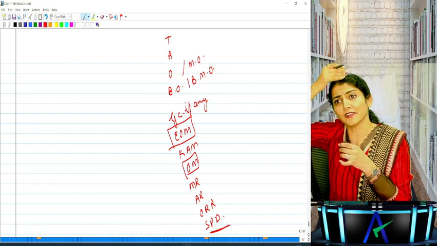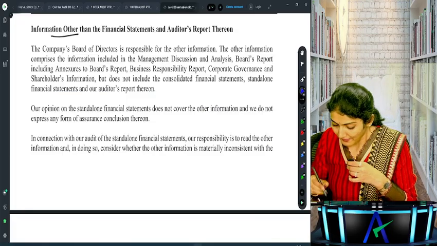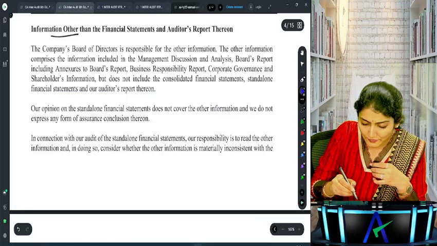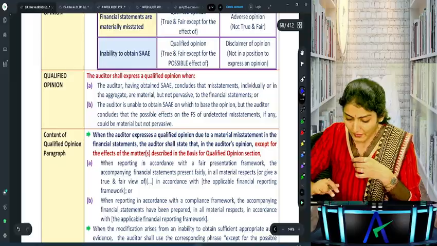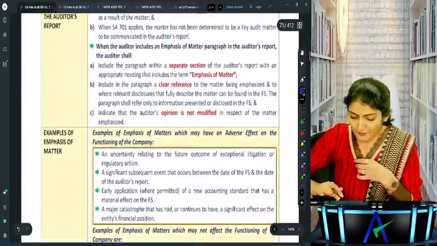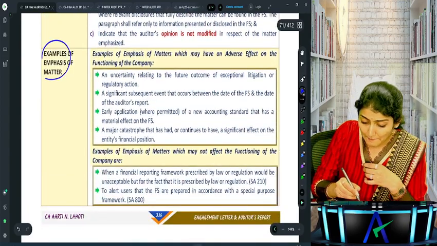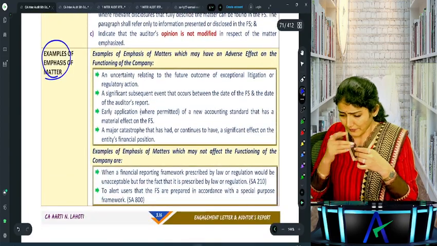Entering, no, or overhead? No, entering, understanding, no. Right, okay. What are the other requirements of SA 706 over there? What are the questions like over there? One, what is the feature of the emphasis of matter paragraph, which I've already discussed with you. And then examples of emphasis of matter, right? So what are the examples?